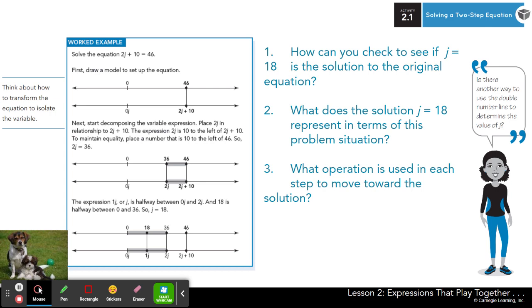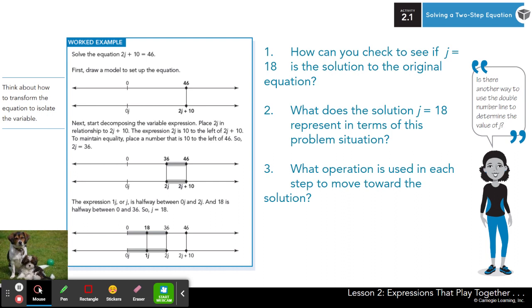What you're about to do is answer these three questions using the worked example. Question number 1, it says, how can you check to see if j is equal to 18 is the solution to the original equation? Question 2, what does the solution j is equal to 18 represent in terms of the problem situation? And number 3, what operation is used in each step to move towards the solution?